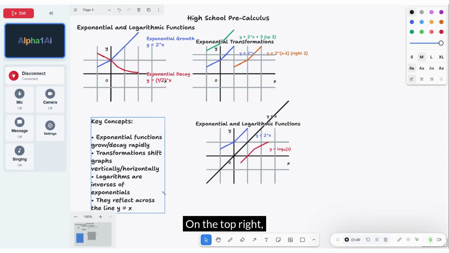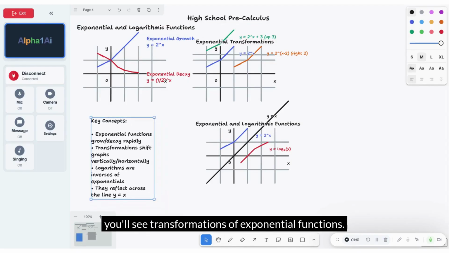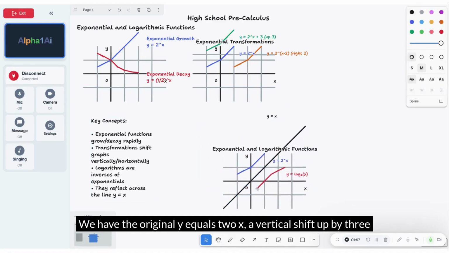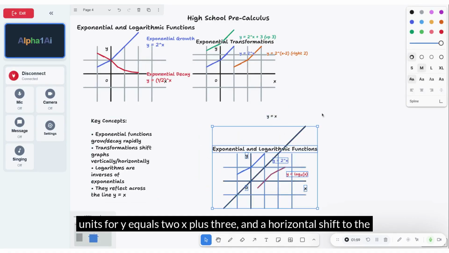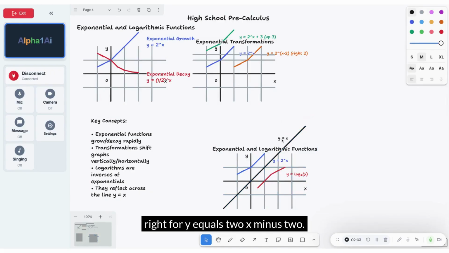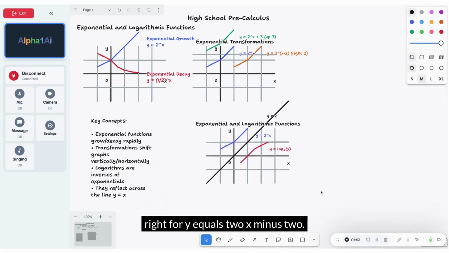On the top right, you'll see transformations of exponential functions. We have the original y equals 2^x, a vertical shift up by 3 units for y equals 2^x plus 3, and a horizontal shift to the right for y equals 2^(x minus 2).